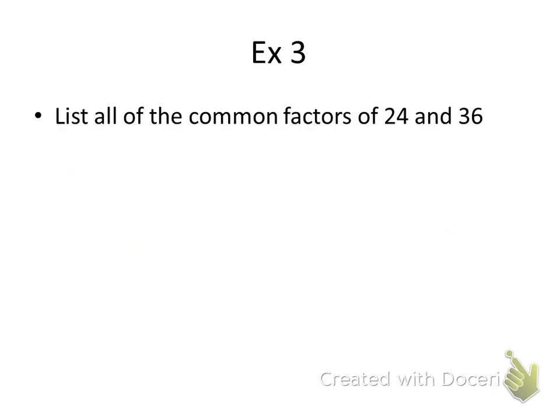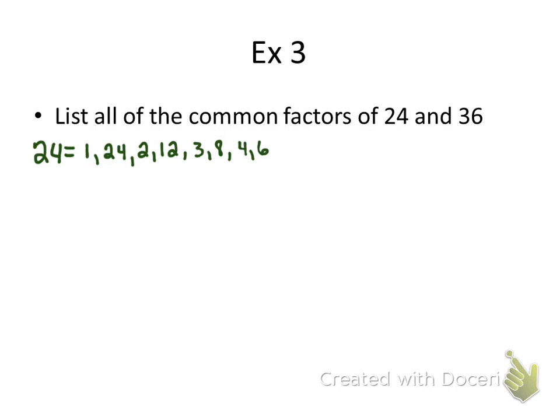So, list all the common factors of 24 and 36. Now, we just did that already together. So what I want you guys to help me do here is put them in order. Okay? So, 24, because you guys have your notes in front of you. So 24, my factors were 1, 24, then what were they? 2 and 12, and then what? 3 and 8, and 4 and 6.